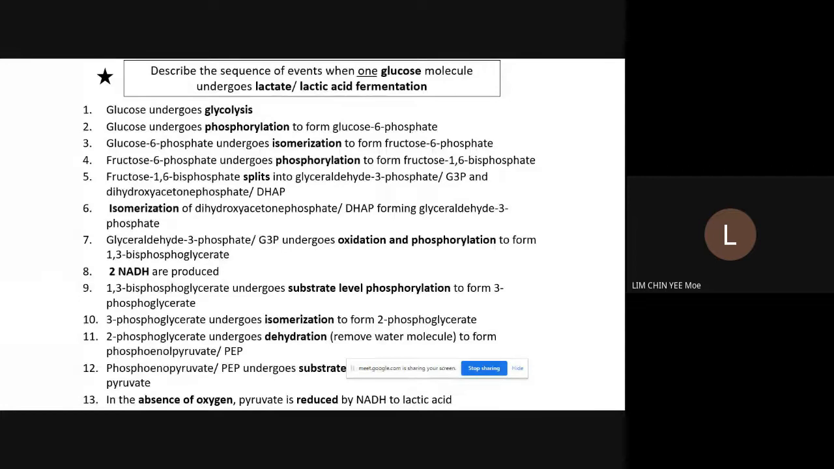Ini untuk explanation pernah keluar dalam essay 10 markah. So dia nak you bagi tahu dulu the details of glycolysis. So sini sampai sini pun glycolysis. Ini je lactate fermentation. Sebab lactate fermentation hanya satu step je. From pyruvate reduced by NADH to lactic acid. That's all.